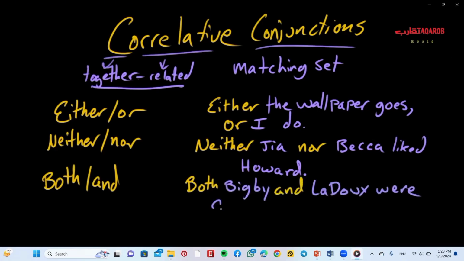Both Bigby and Ledoux were career criminals. Where we're using both to indicate a connection between two things, and then we use and later in the sentence to really firm that up.